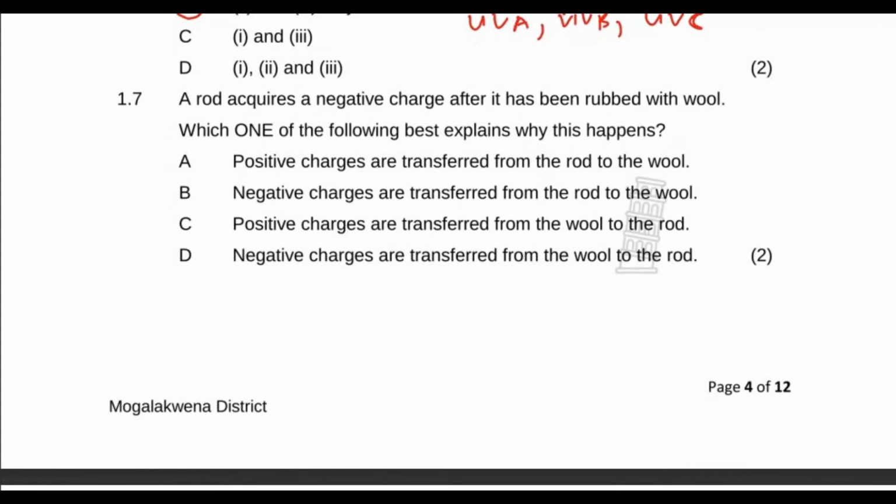Question 1.7. A rod acquires a negative charge after it has been rubbed with wool. So in terms of electrostatics, when you have one material, a rod, and you have another material like wool, and you rub them together, that rubbing is called triboelectric charging. It's one way we can transfer charge from one material to another. Triboelectric charging.